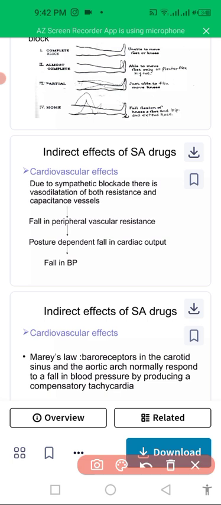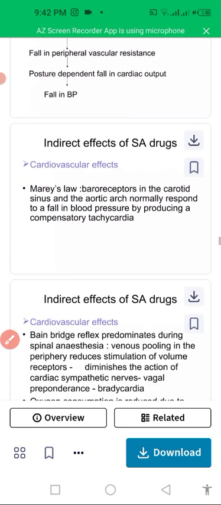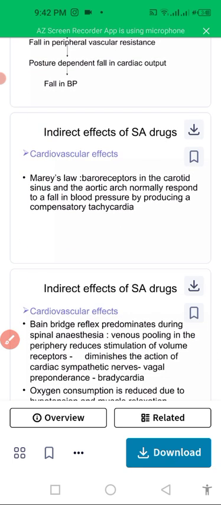And then we have to look at the indirect effects of spinal anesthesia. In the cardiovascular system, sympathetic blockade results in vasodilation, total peripheral resistance decreases, and a decrease in preload, hypotension, bradycardia, fall in BP, and a postural dependent fall in cardiac output. The indirect effect on the SA node is Marey's law: baroreceptors in the carotid sinus sense hypovolemia and a fall in blood pressure. Compensatory tachycardia is produced, so we have to take care of that.